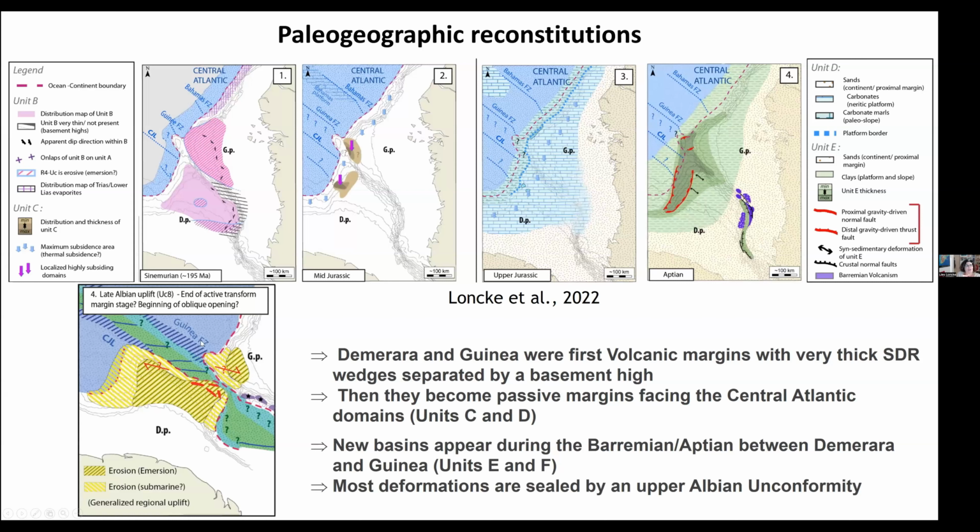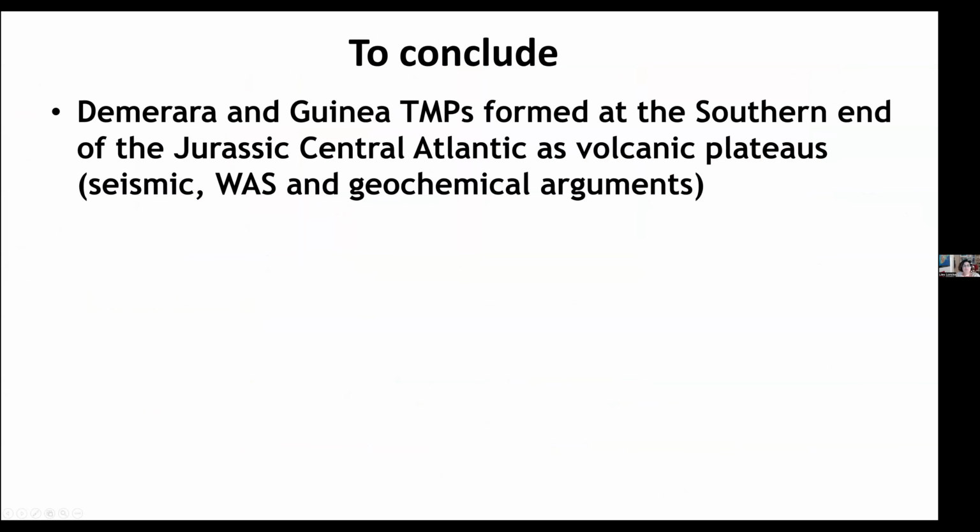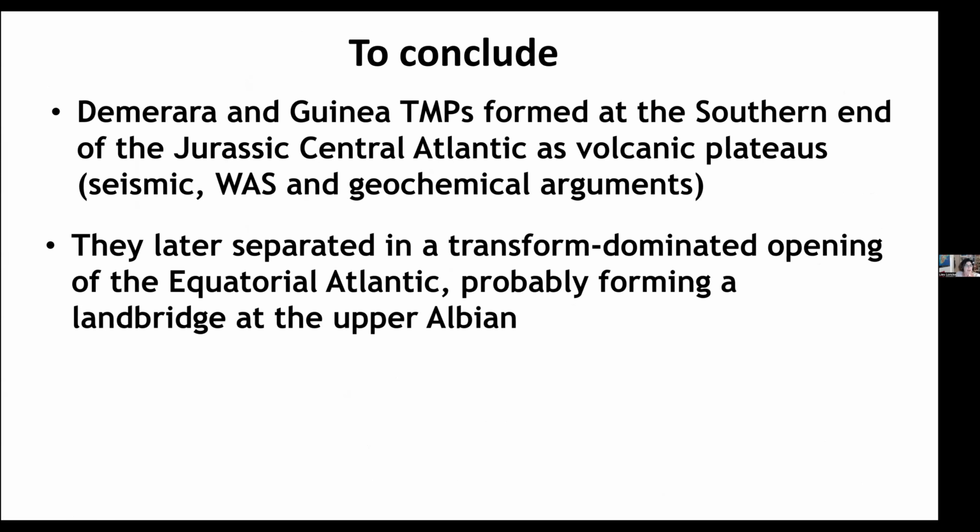To conclude, our studies show clearly that Demerara and Guinea TMPs formed at the southern end of the Jurassic Central Atlantic as volcanic plateaus. There are many arguments for that. They later separated in a transform-dominated opening of the equatorial Atlantic, probably forming a land bridge at the upper Albian.